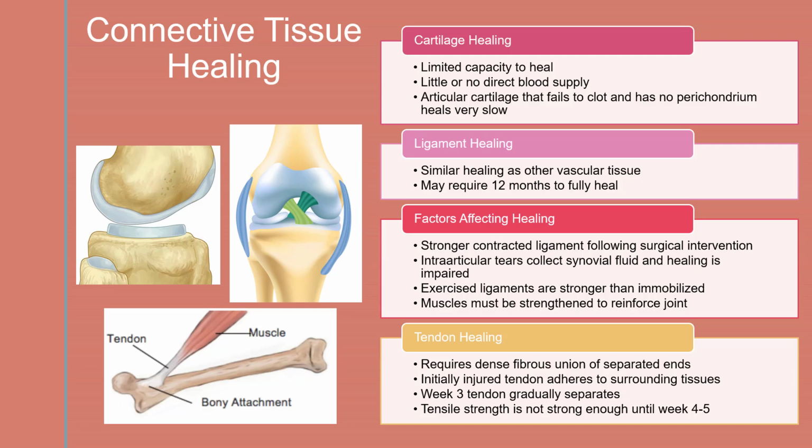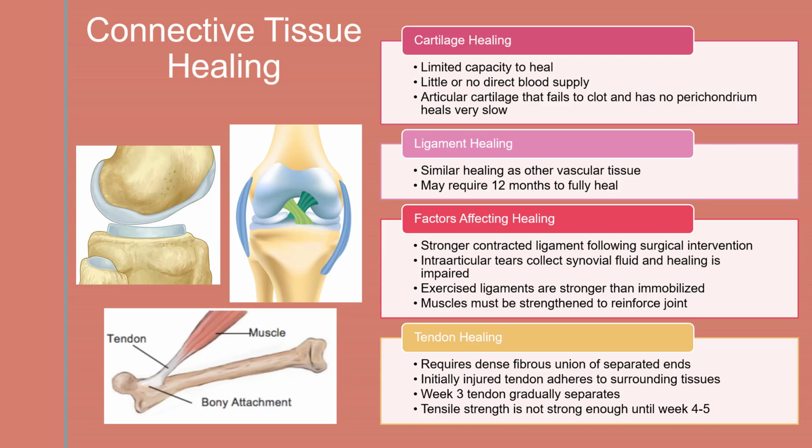Connective tissue healing. We have cartilage healing. Cartilage has a limited capacity to heal. There is little to no direct blood supply for most cartilage in the body. There are chondrocytes and a matrix disruption that results in variable healing. Articular cartilage that fails to clot and has no perichondrium heals very slowly. If an area involves subchondral bone and enhanced blood supply, granulation tissue may be present and healing proceeds normally.